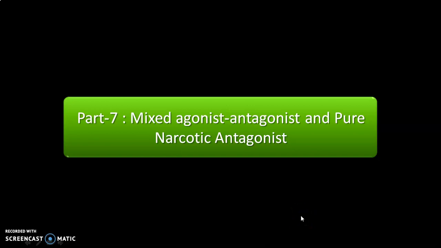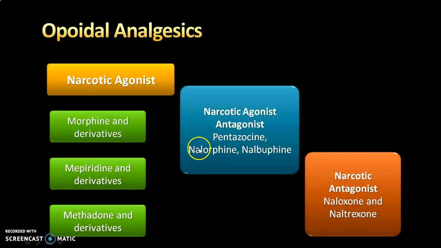Hello my dear students, welcome to the Narcotic Analgesic series, and today in part 7 we are seeing mixed agonist and antagonist and pure narcotic antagonist. So this is a classification of narcotic analgesics, and the second class is narcotic agonist and antagonist, or I can say mixed agonist and antagonist.